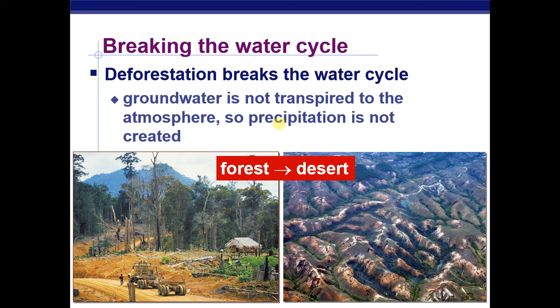Deforestation breaks the water cycle because groundwater is not being transpired into the atmosphere, so precipitation is not a result, and that is one of the main causes of desertification. Clear cutting and cutting down trees breaks the water cycle and kills the ecosystem surrounding it.